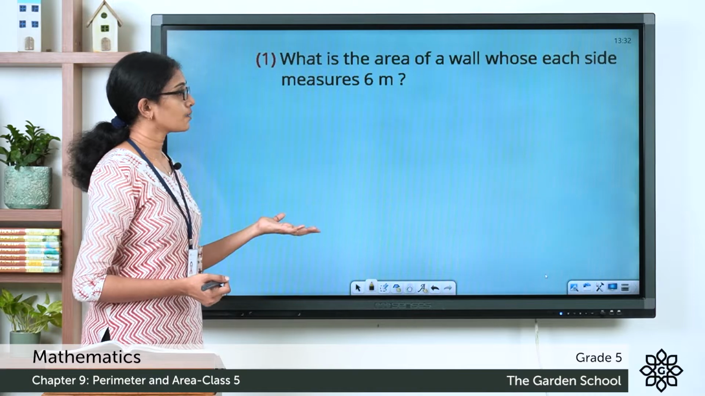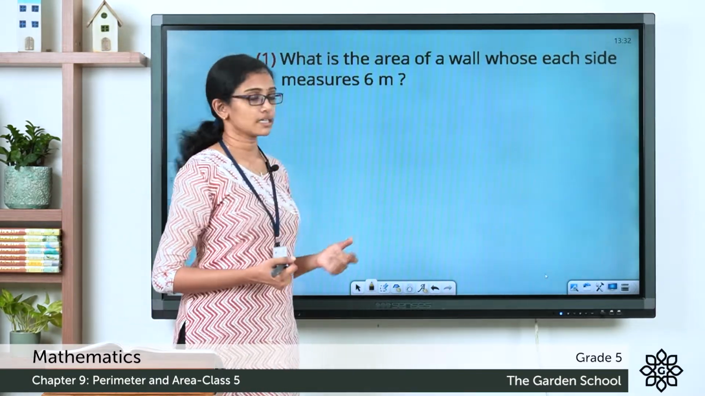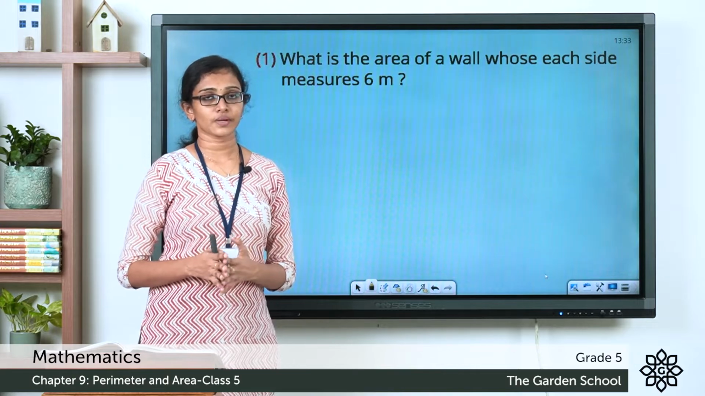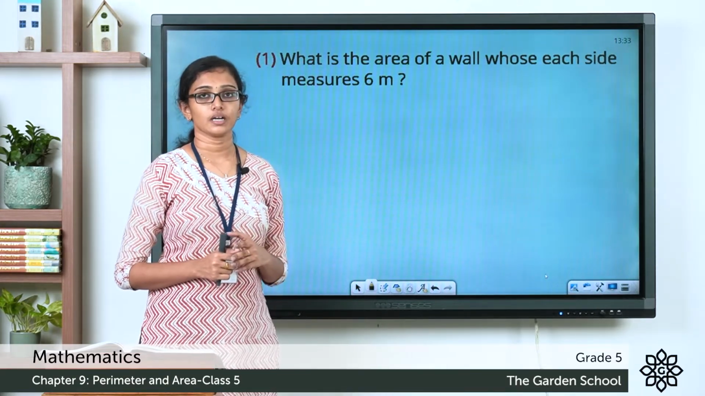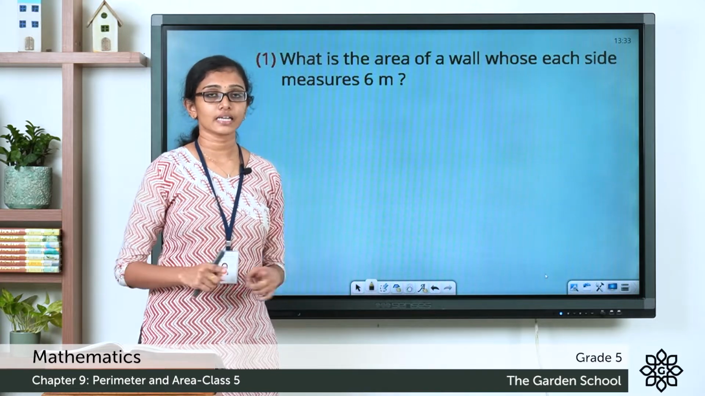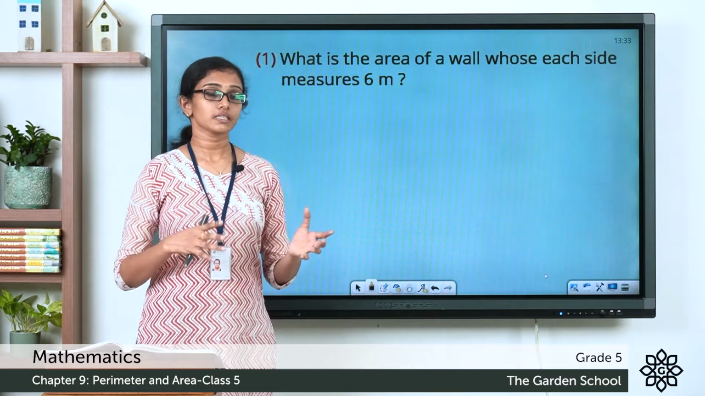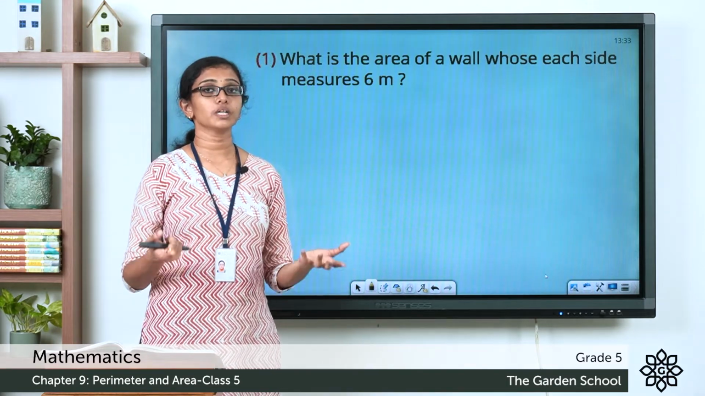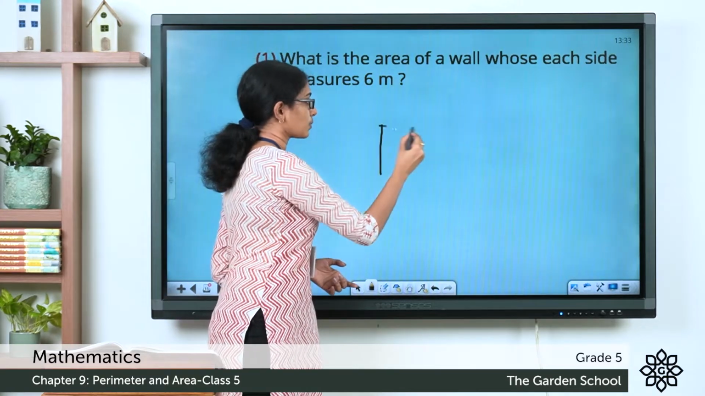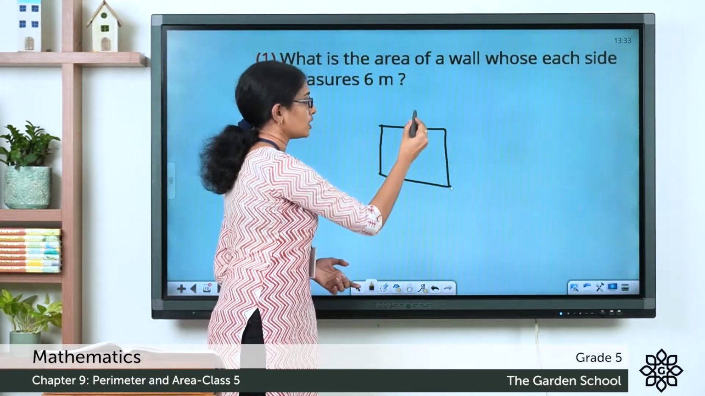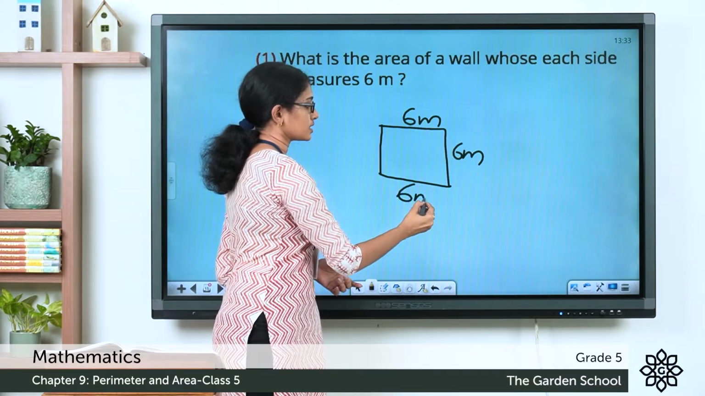What is the area of a wall whose each side measures 6 meters? So it is mentioned in the question that each side of the wall measures 6 meters, which means all its sides have the same length of 6 meters. So if all the sides are of the same length, what would it be? It would be a square. So we have a square wall. Let this be that wall, and each side has a length of 6 meters.